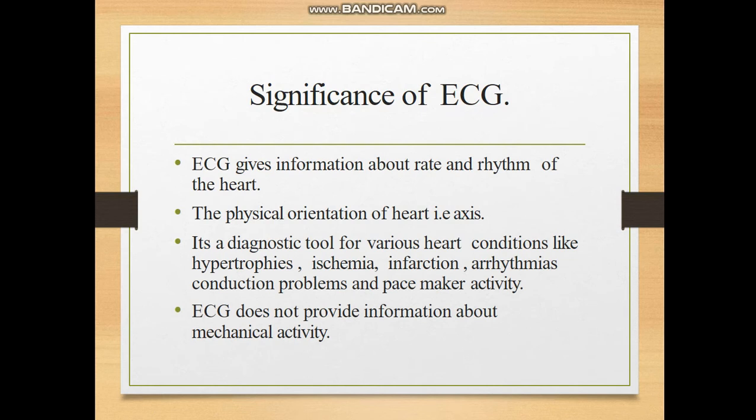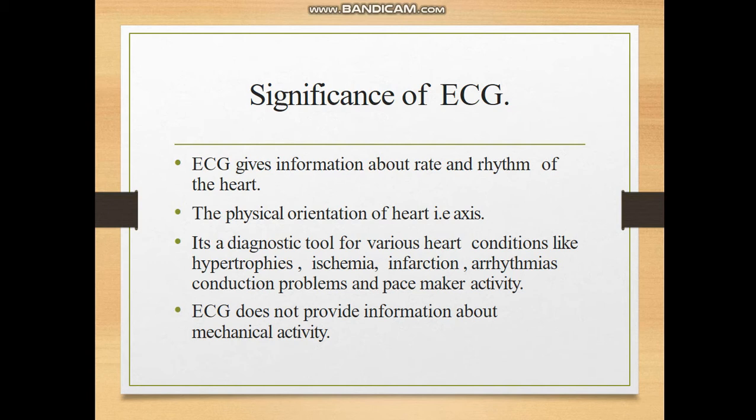Significance of ECG. ECG gives information about rate and rhythm of the heart. What's the rate of the heart? How many beats per minute? As you know, the normal heart rate is 65 to 75 beats per minute. And the rhythm of the heart, whether it is contracting in a regular rhythm or the rhythm is irregular, is very much important. These are the information which we get from the ECG.